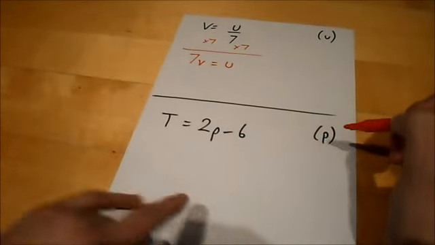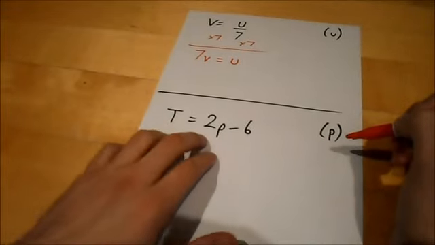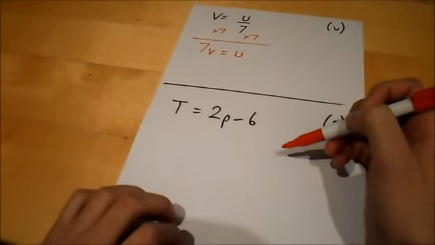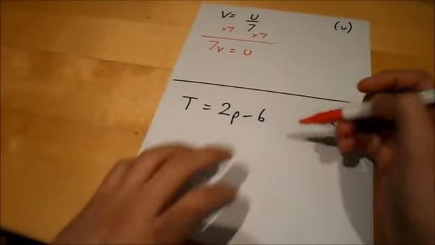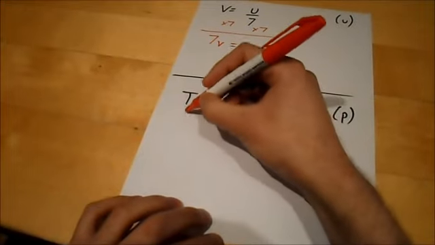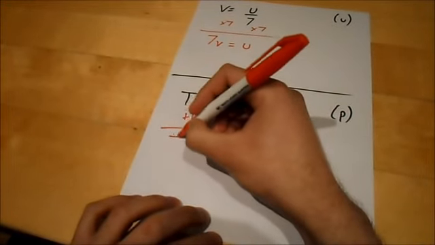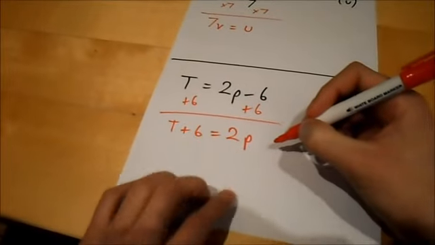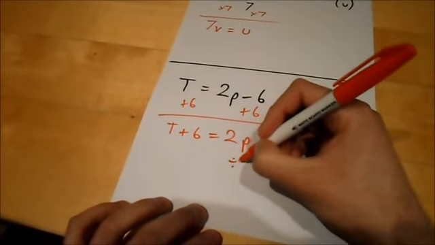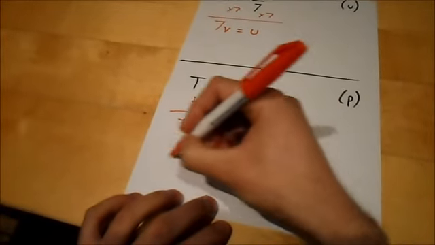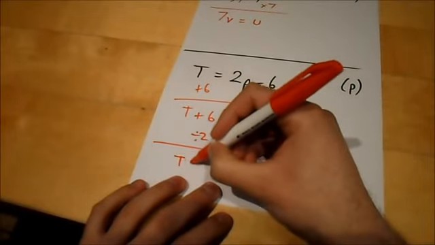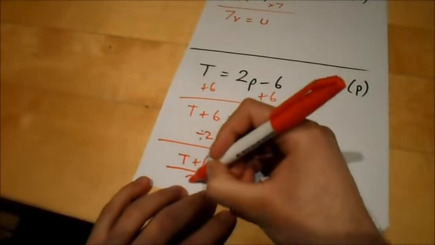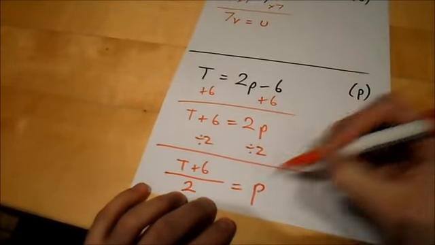Here, we've got 2 steps to make. Now, I want p by itself first of all, so I'm going to get rid of this minus 6 first. I'm going to add 6, so t plus 6 equals 2p. Now, p is being multiplied by 2, so I have to divide by 2 on both sides. So t plus 6, all divided by 2, equals p.